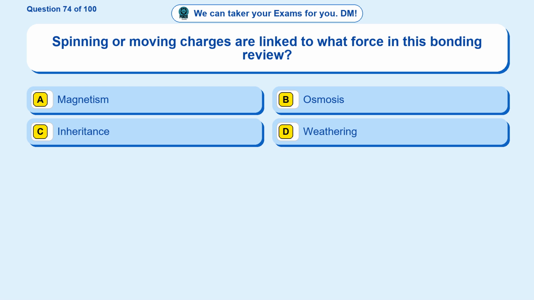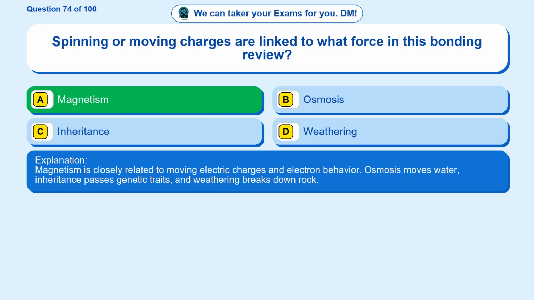Question 74. Spinning or moving charges are linked to what force in this bonding review? Option A, magnetism. Option B, osmosis. Option C, inheritance. Option D, weathering. The correct answer is option A. Magnetism. Magnetism is closely related to moving electric charges and electron behavior. Osmosis moves water, inheritance passes genetic traits, and weathering breaks down rock.